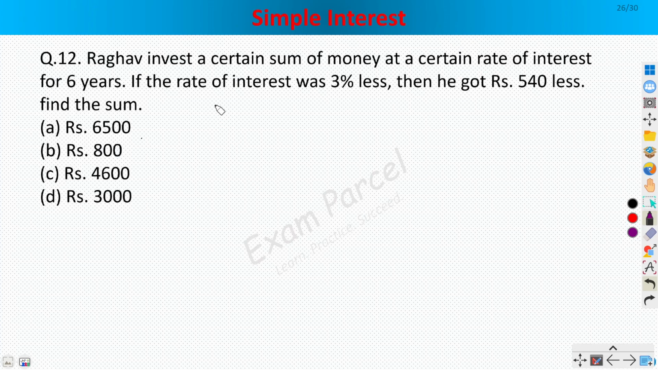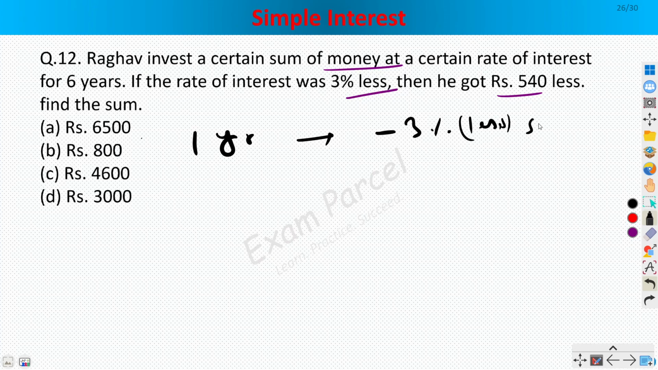Okay, next question. Raghav invests a certain sum of money at a certain rate of interest for 6 years. If the rate of interest was 3% less, he got rupees 540 less. Now here also we can use a logical way. Focus on the first year. In 1 year, 3% less SI is there. And we are investing this for 6 years, so this will be added up. So for 6 years, 3 into 6, 18% less value will be there.